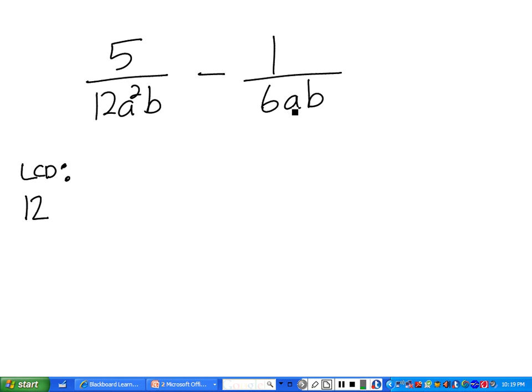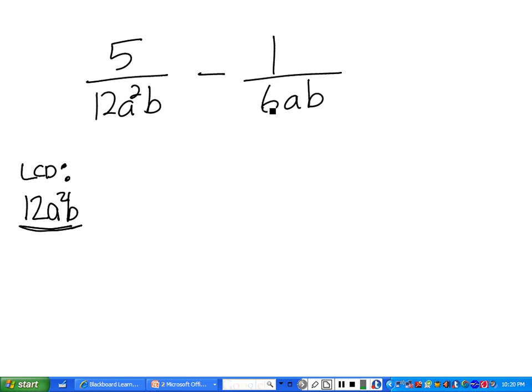So the only thing I need to do to get those to look alike is just multiply the right denominator by another a to get a squared. So I know a squared is a part of my LCD, and I already have a b on both sides. So b is a part of my LCD. Now, what do I need to multiply the left side to get 12a squared b? Nothing, because it's already 12a squared b.